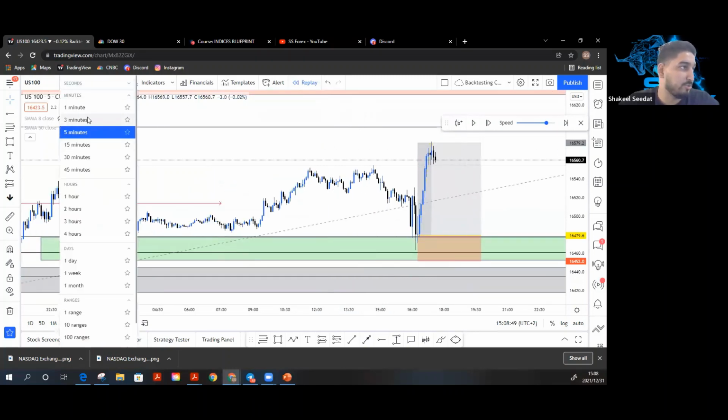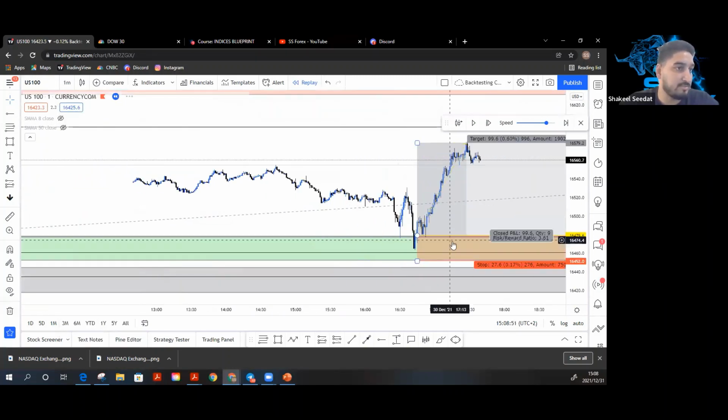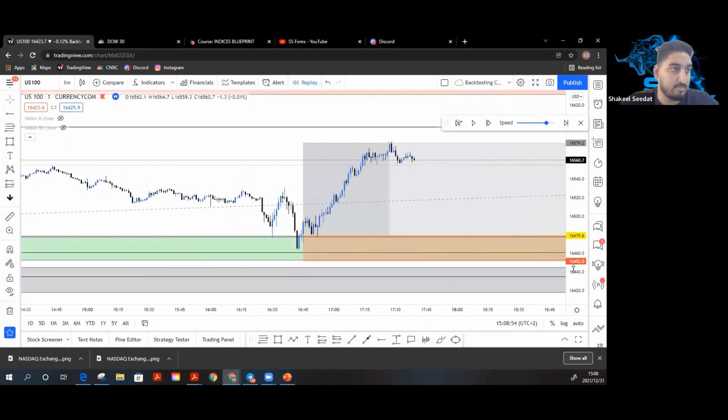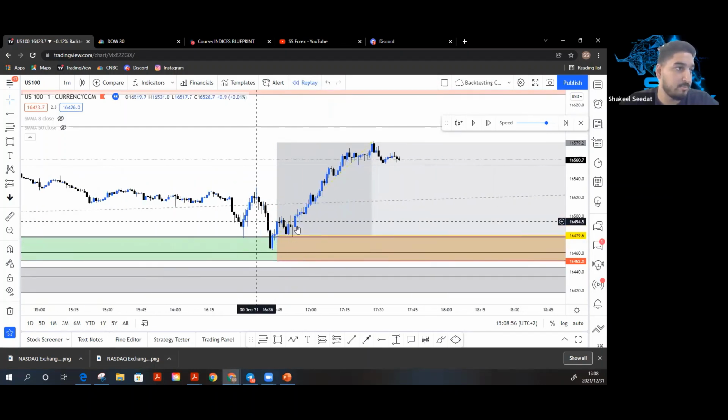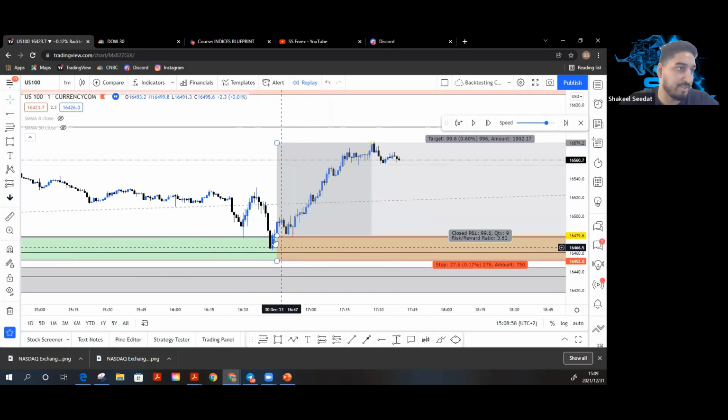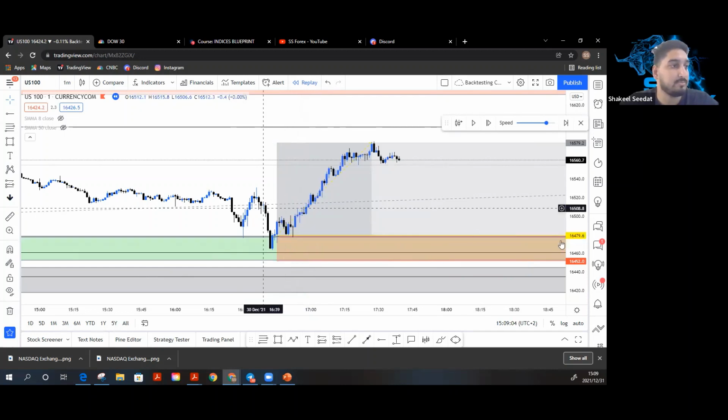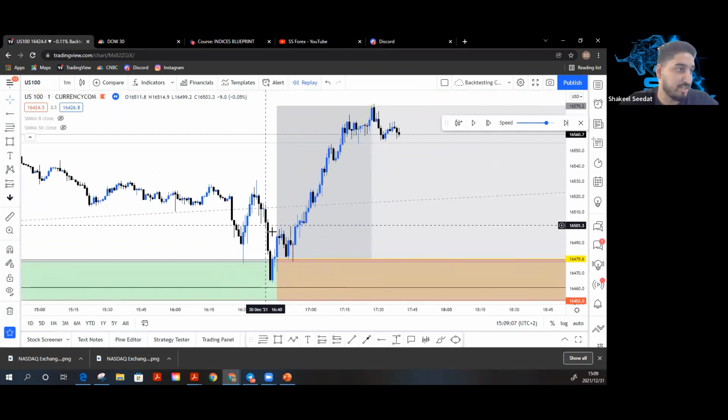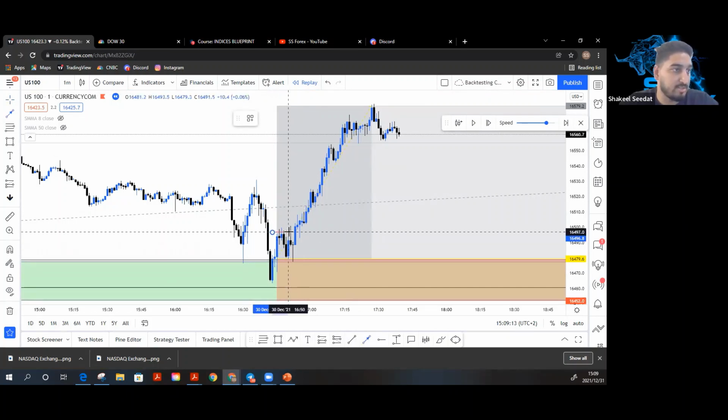I'm sure you could have also found an entry on the 1 minute. Yeah, so there's your engulfing candle of the demand area, as well as a change of character at that level. So your change of character on the 1 minute would have actually been there.